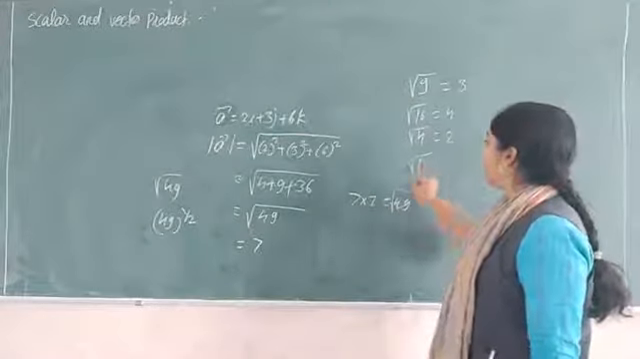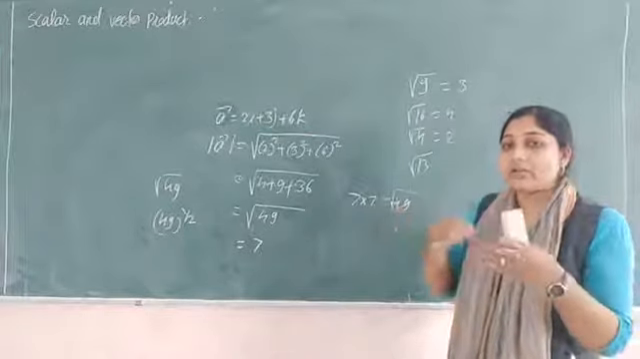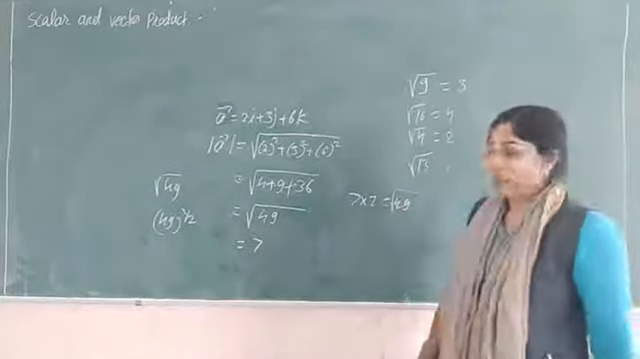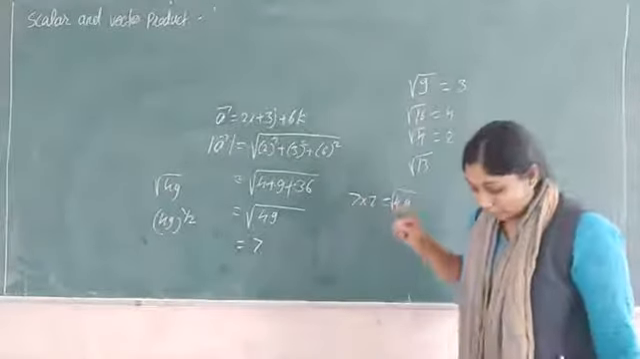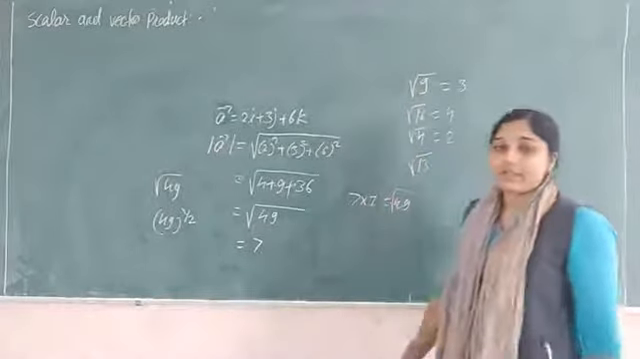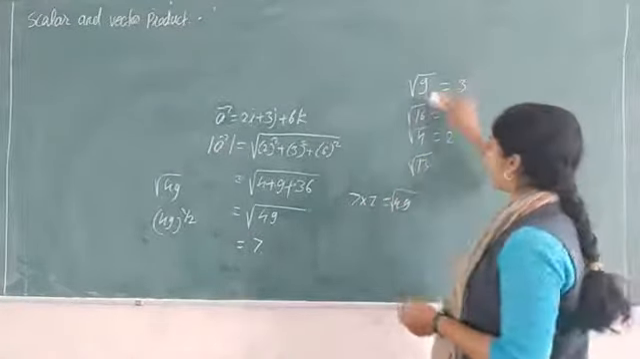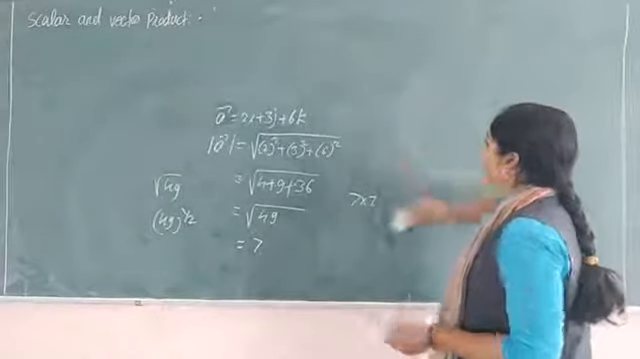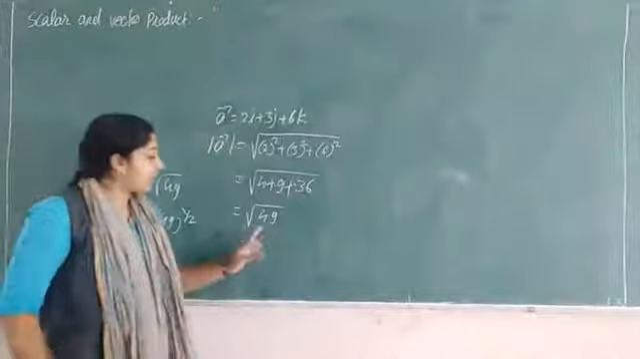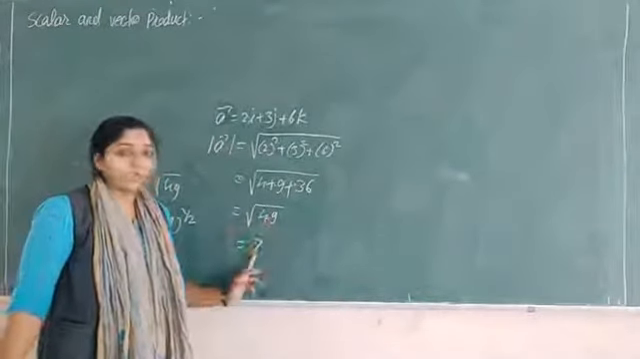If you consider 13, we can't write 13 as some number multiplied by itself, so this is not a perfect square. But we can write 4 as 2 into 2, 16 as 4 into 4, and 9 as 3 into 3. So those numbers are called perfect squares. These types of squares are perfect; this is not perfect. Here 49 is also a perfect square because we can write 49 as 7 into 7. So the answer is root 49 is 7.